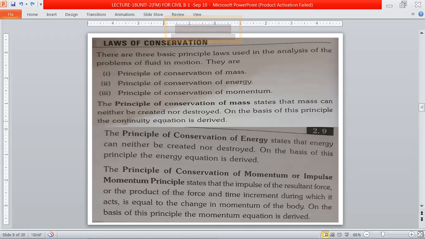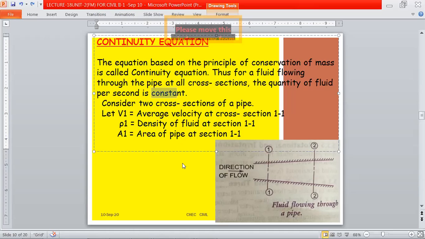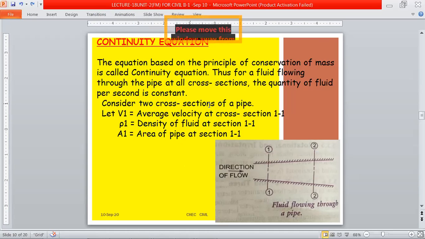So what it is saying here, the continuity equation is based on the principle of conservation of mass, called the continuity equation. Thus, for the fluid flowing through the pipe at all cross sections, the quantity of fluid per second is constant. Whenever the fluid is passing through a pipe at all the cross sections, even through different bends, the quantity of fluid per second is constant. Now consider two cross sections of the pipe.